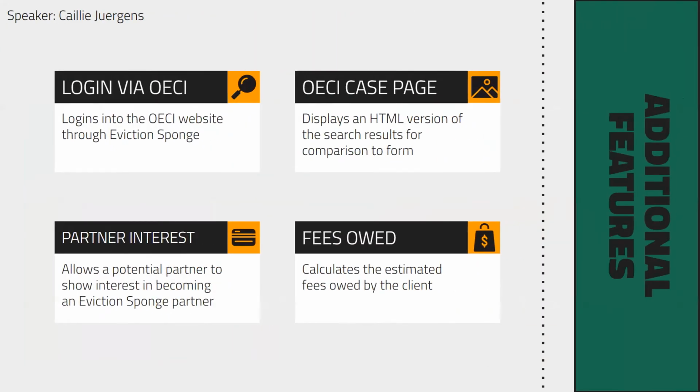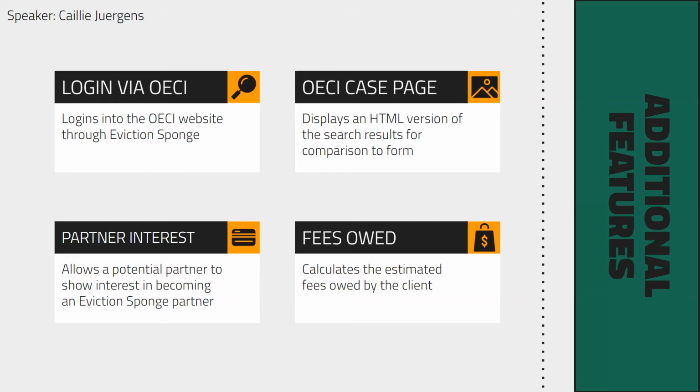Some additional features associated with the EvictionSponge project include a login page, OECI case page, partner interest page, and fees owed calculator. The login page allows a qualified partner to log in to EvictionSponge with the same credentials they have for the OECI website. The OECI case page provides the user with an image of the results that were found on the OECI website so that they can double check that the information for the form is correct.